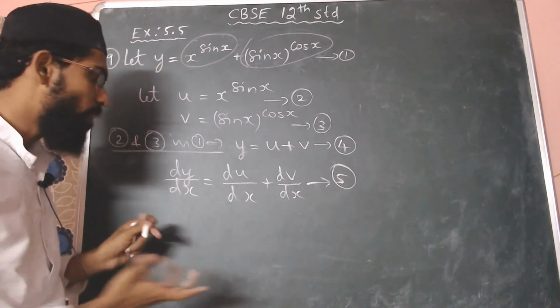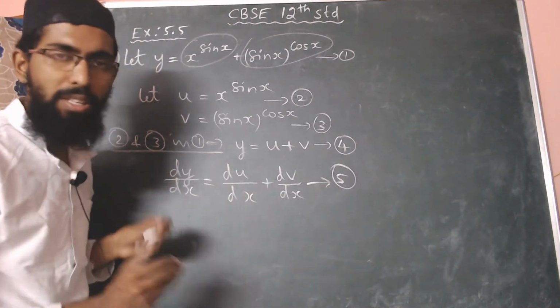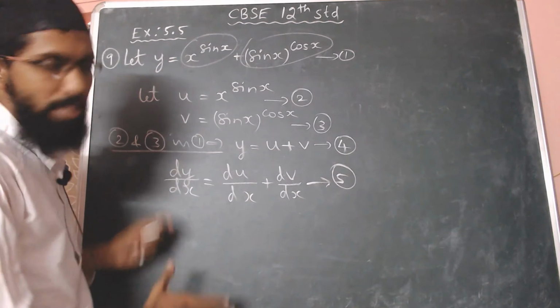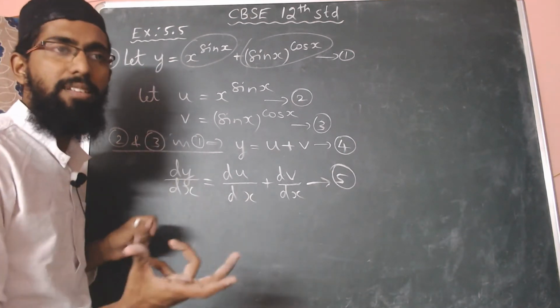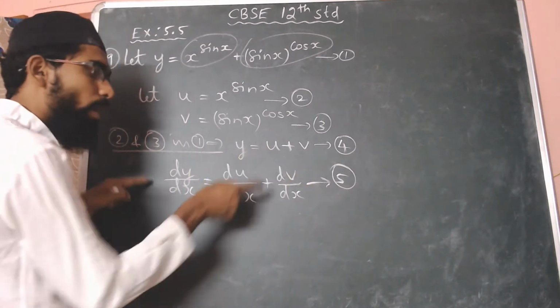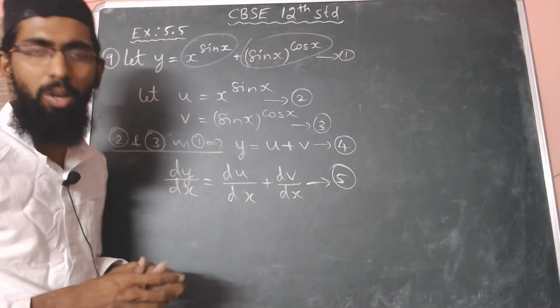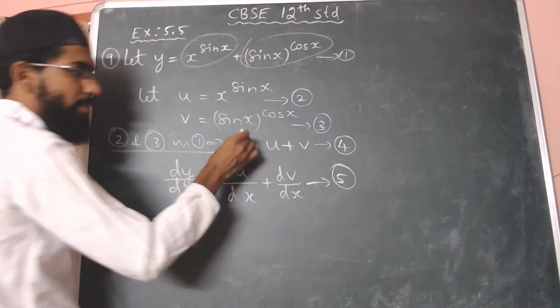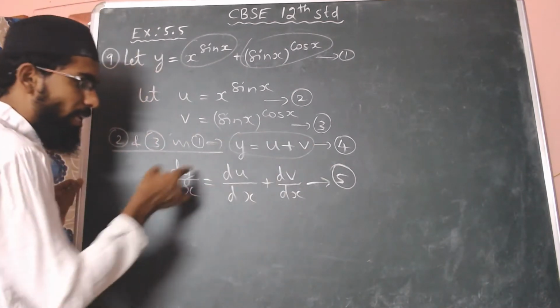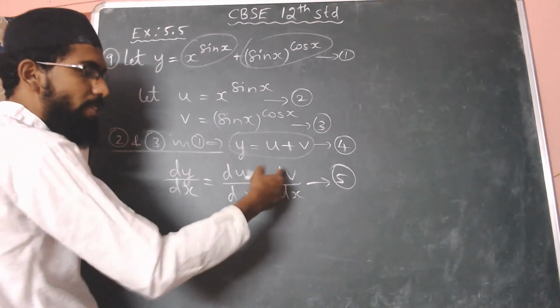If anyone has doubts in this particular step, please comment in the comment section below, because the sum is lengthy and I cannot explain it now, I'll explain in the next video. So dy by dx, if I differentiate this with respect to x, this is what I'll be getting: dy by dx equal to du by dx plus dv by dx.